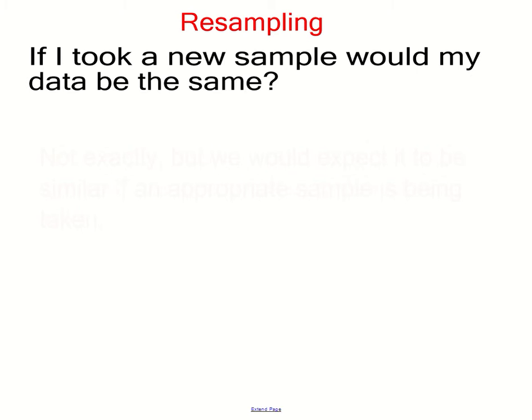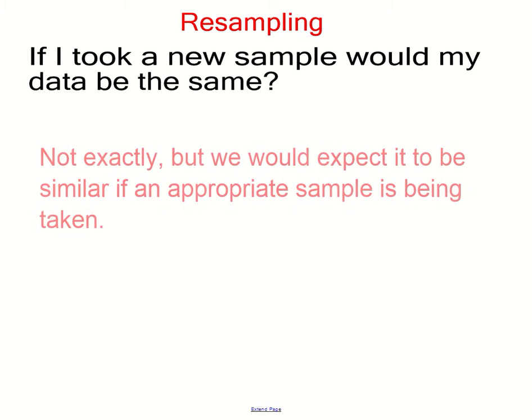We want to know, if I took a new sample, would my sample be the same? That's an important question to ask yourself. The answer is, it's not going to be exactly the same, but you want it to be similar to what your other data set, your other sample, did. So you expect it to be similar, and if it's not, then there's something wrong with your sampling. If the data is totally different, then you didn't pick a good sample.